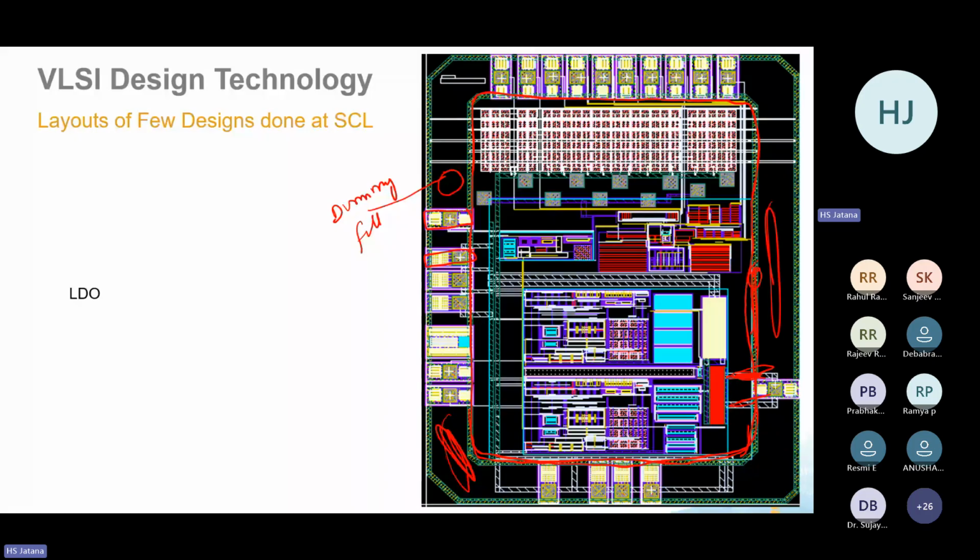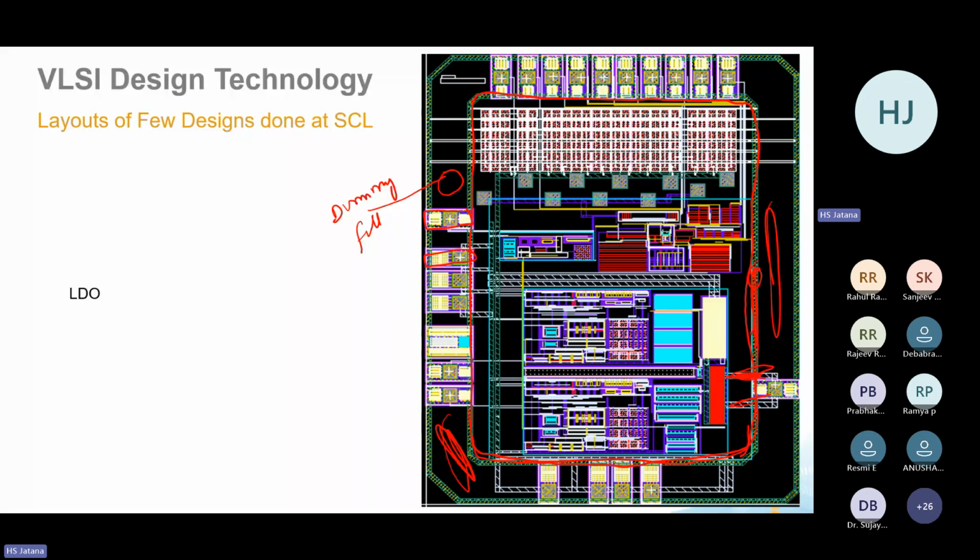So that then the image at least looks clear where the components are there. If we put the dummy fill, nothing will come out clearly. So this is one LDO, and we made a multi-channel LDOs.